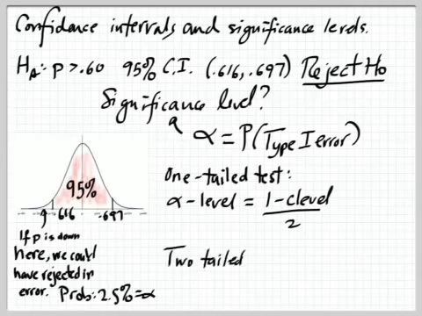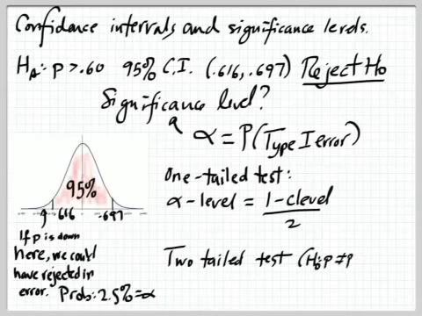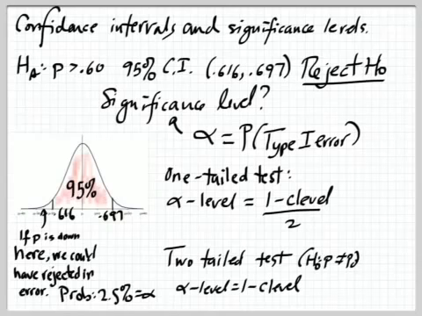If you're doing a two-tailed test, with your alternate hypothesis being not equal to, then you made a mistake if you reject when the actual value is in either tail. So we lose the divided by 2 here. When you use a confidence interval to do a two-tailed test, the alpha level of the test is just 1 minus the confidence level.